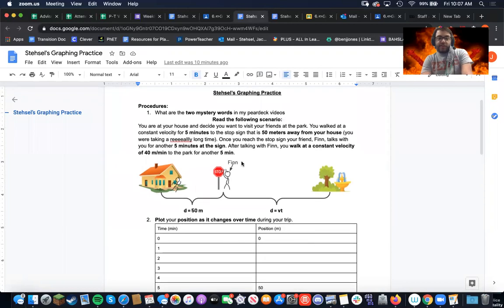So let's actually read the problem. You're at your house and decide you want to visit your friends at the park. You walk at a constant velocity for 5 minutes to the stop sign that is 50 meters away from your house. Once you reach the stop sign, your friend Finn talks with you for another 5 minutes at the sign. After talking with Finn, you walk at a constant velocity of 40 meters per minute to the park for another 5 minutes. Key information. Everything I bolded, I'm even kind of giving you that hint.